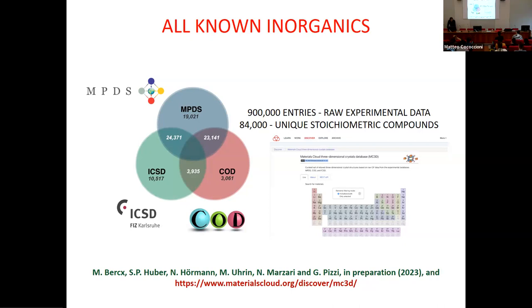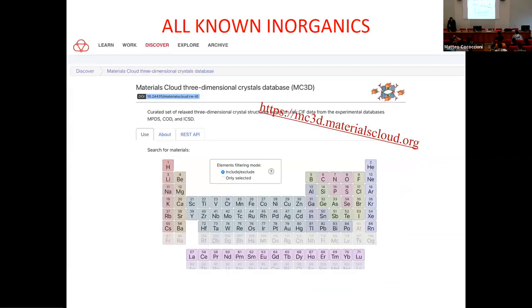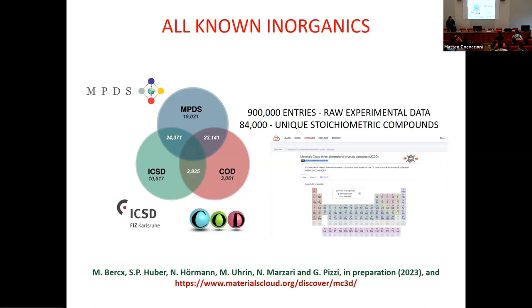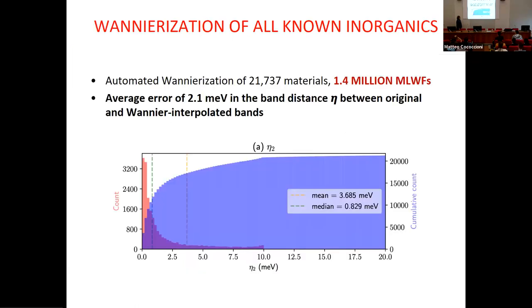We have tested it on our internal and in part public 3D Materials Cloud database, what we call the MC3D database, that contains all known inorganic materials. In principle, there are 84,000. I think on the Materials Cloud, you find the 45,000 smaller. But basically, Zhongfeng took, up to 48 atoms per primitive cell, 22,000 materials and built, without any problem, 1.4 million Wannier functions. So now we are swimming in Wannier functions, and they are actually very, very good as we test them as band interpolators.